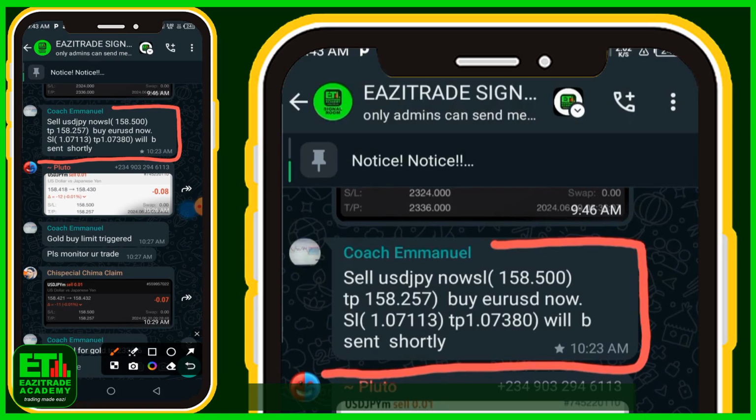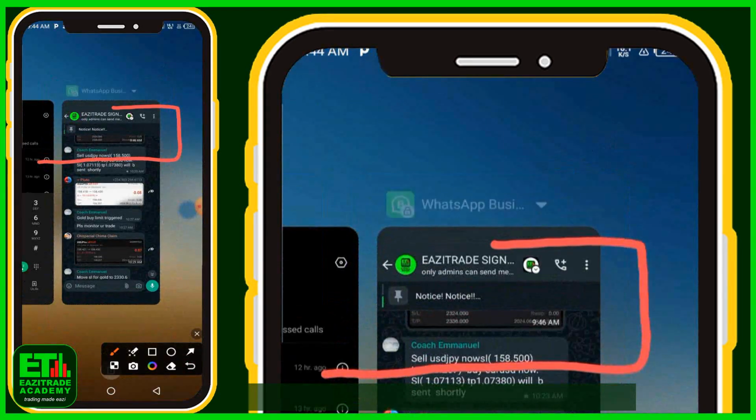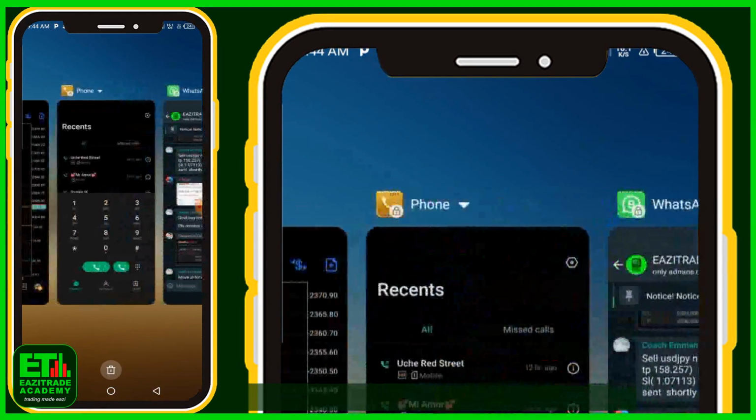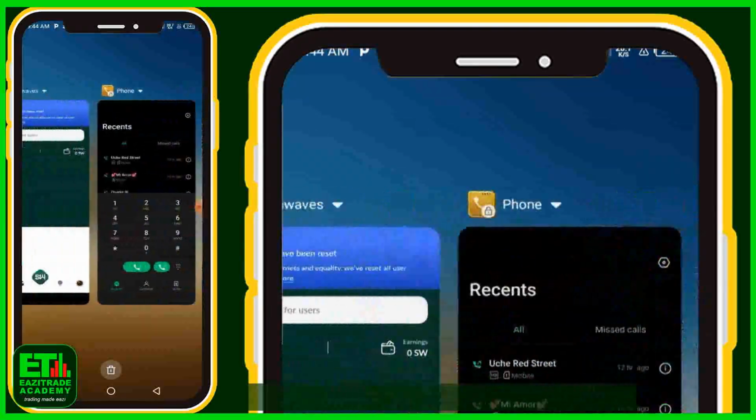So on his first signal, he said sell USD JPY now, and the SL is 158.500, and take profit is, that's SL is stop loss, and take profit, which is TP, is 158.257. So let's go to our MT5.